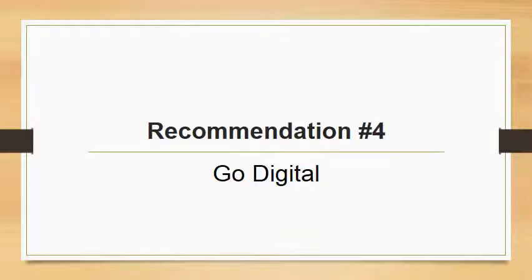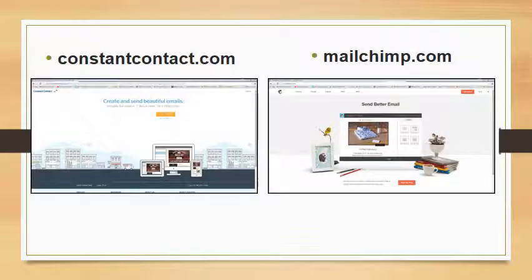Recommendation number 4 is go digital. The DSC Communications Department recommends ConstantContact.com or MailChimp.com for digital newsletters. These websites make managing your email lists and designing your newsletter easy and affordable. Free accounts are available, but they do have limitations. For a small subscription fee, you receive access to additional services you may find useful, and the cost is still typically less than printing.